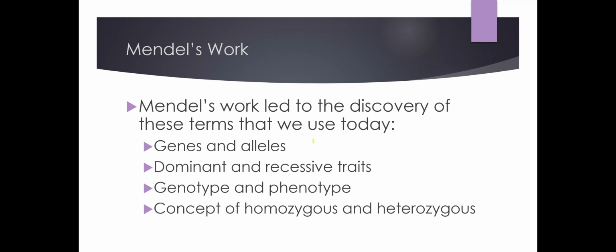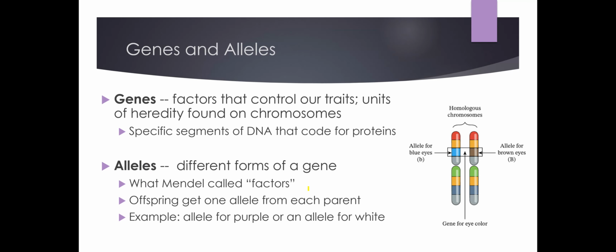And so from this work, from these laws, these are the terms that we use today. And really, as we go through the rest of genetics and we do problems like Punnett squares, we need to be very, very familiar with these terms. And so we're going to start with genes and alleles. Now, genes are the factors that control our traits. And essentially, these are specific pieces of DNA that code for our proteins. And our genes are found on our chromosomes.